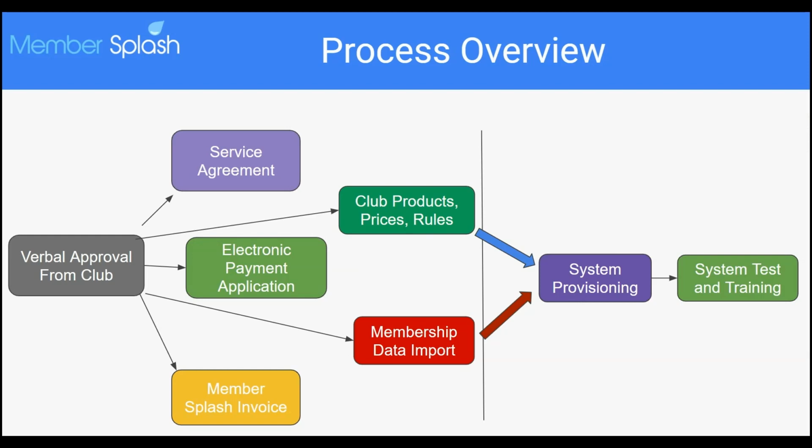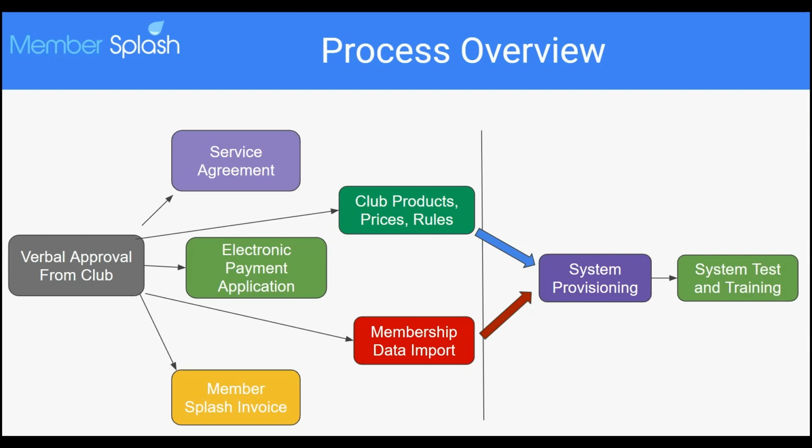Of importance, once those initial items are taken care of, obviously, is an understanding of your club products and prices and rules. And by products, I mean, what kinds of memberships do you have? Family memberships, individual memberships, senior memberships, and so on. So we want to understand what kinds of products do you sell and what are the associated prices and what rules might be associated with them. Early bird discounts, late fees, those sorts of things. The other important piece, obviously, is the membership data that we're going to be bringing into the system.